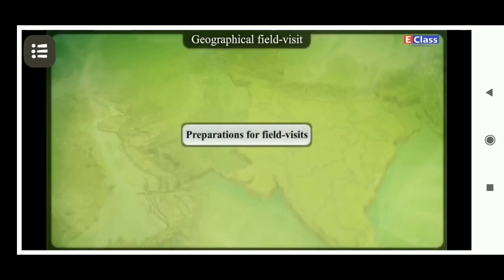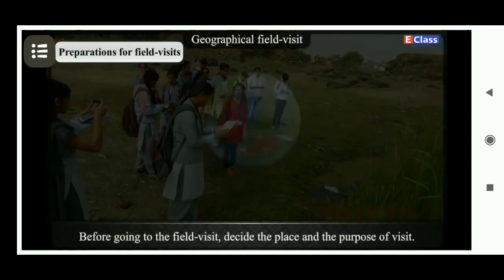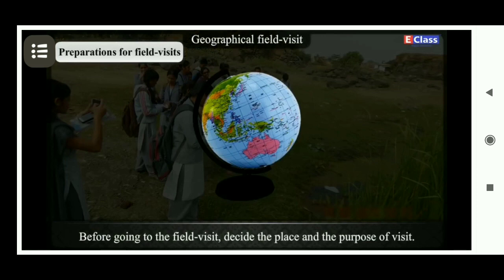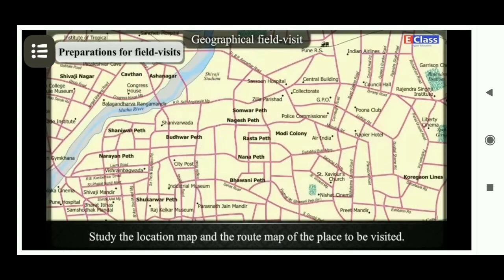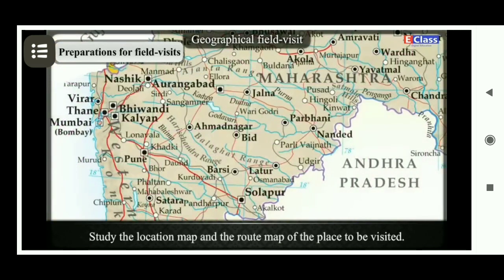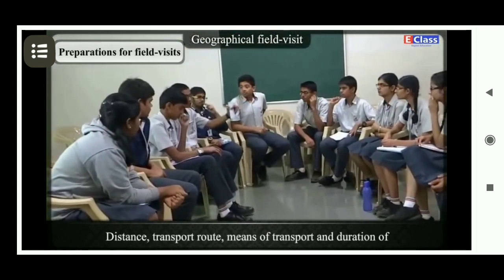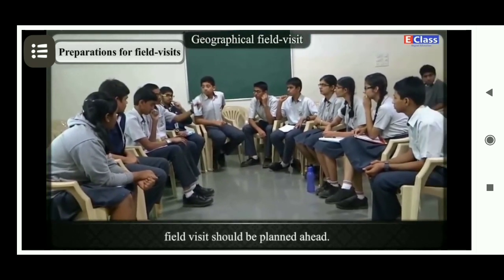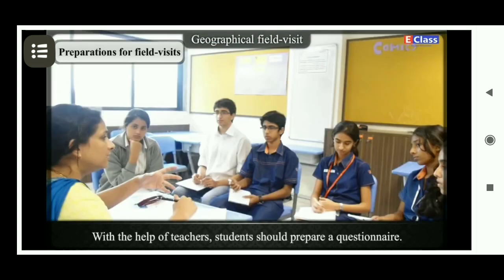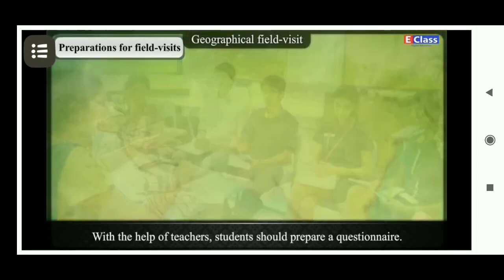Preparations for field visits. Before going to the field visit, decide the place and the purpose of visit. The elements which will be observed in the field visit should be decided. Study the location map and route map of the place to be visited. Distance, transport route, means of transport, and duration of field visit should be planned ahead. With the help of teachers, students should prepare a questionnaire.